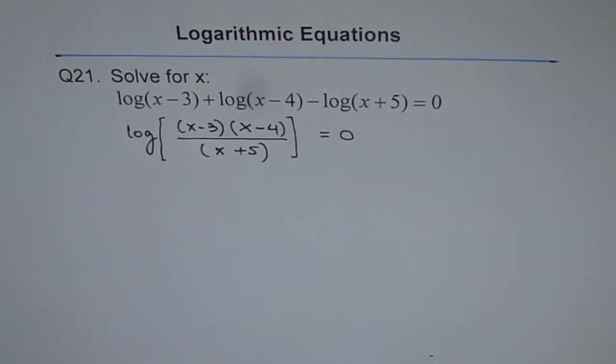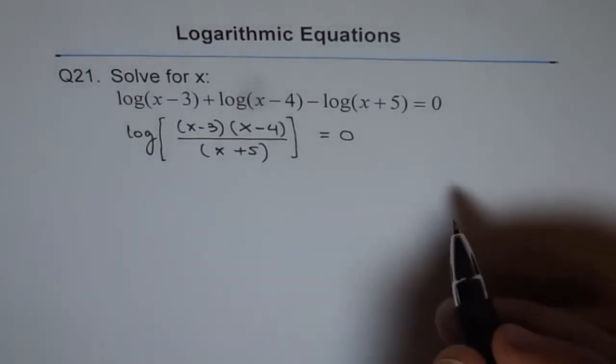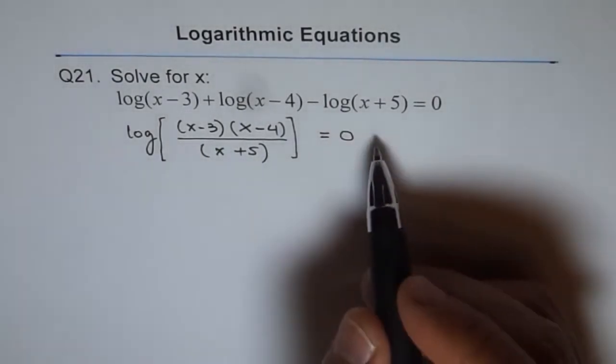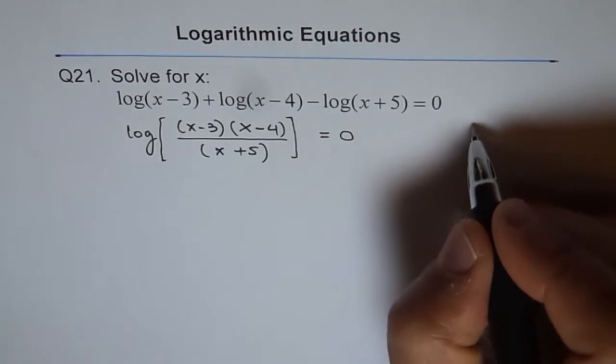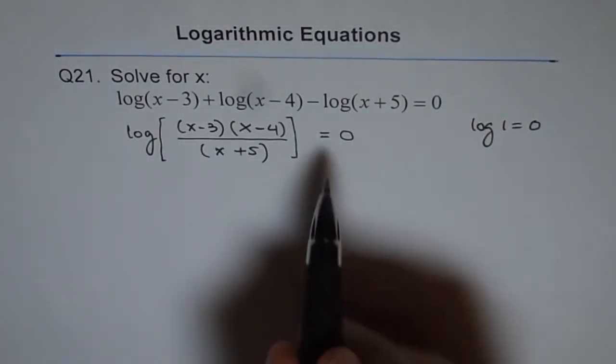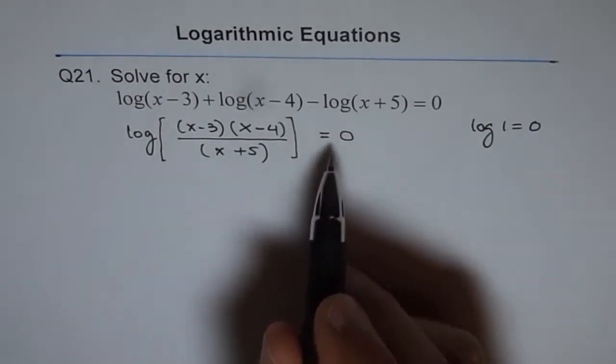Now as far as 0 is concerned, the only value which gives you 0 is actually log of 1, correct? You can do it like that also. You can say, well, log of 1 equals 0, right? And that is why this should be equal to log of 1. That is one way of doing it.